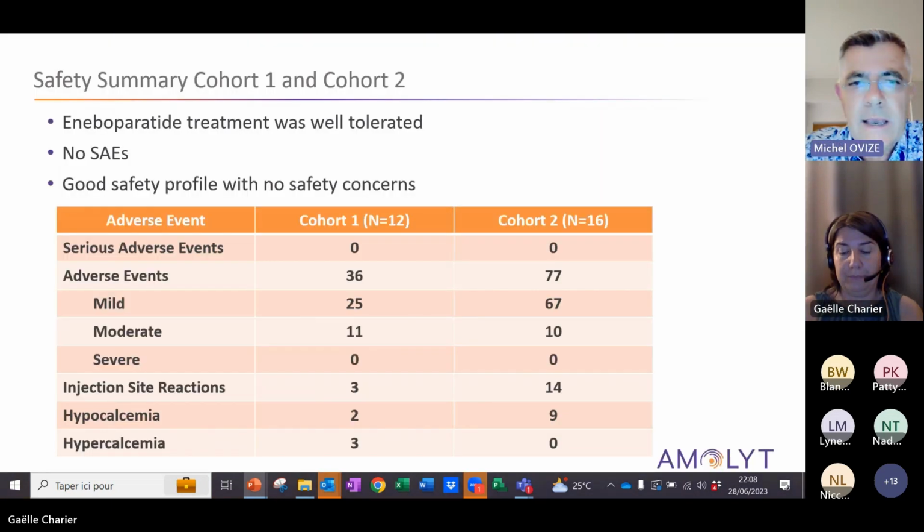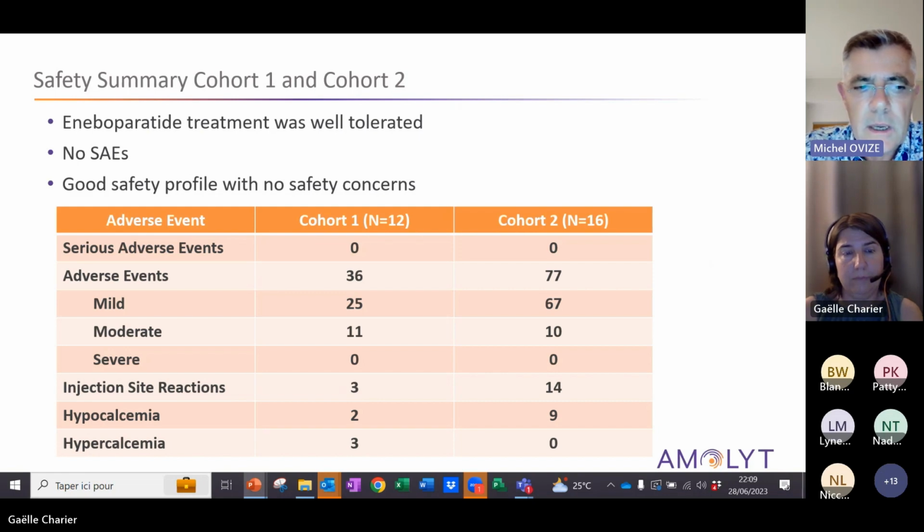Now, based on that, we have tried this drug in 2 cohorts of hypopara patients. And obviously, the first important aspect was safety. You can see here that eneboparatide was well tolerated. There has been no serious adverse event, and there has been some adverse events, which all were of mild or moderate intensity. We have given in this table a few examples.